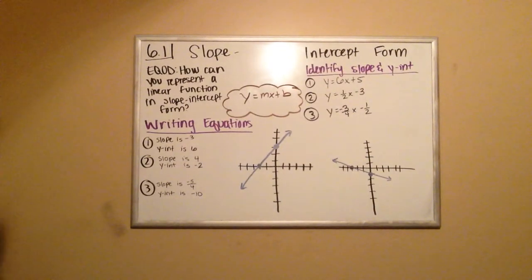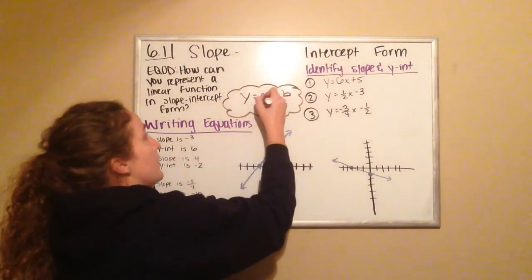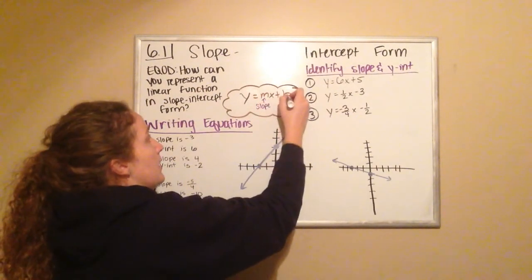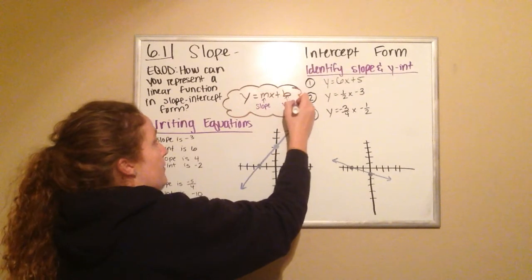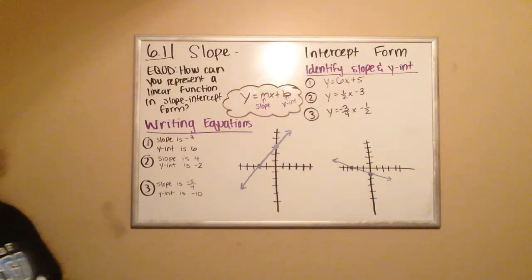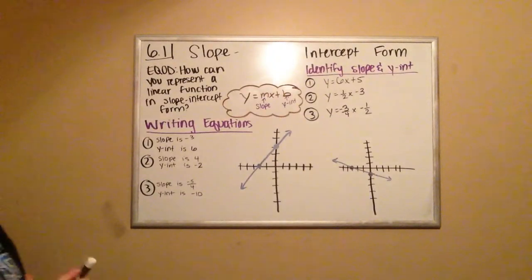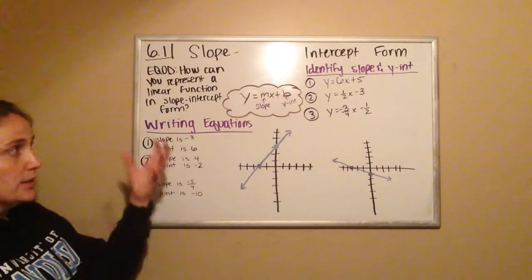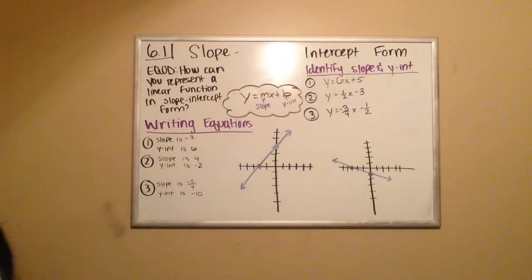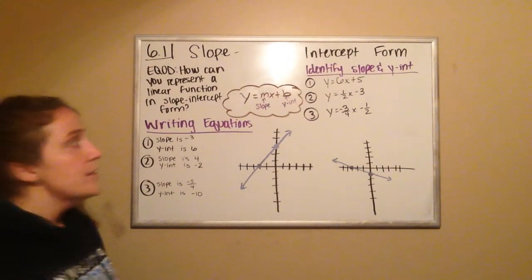And we just have to know that the m is our slope, our rise over run, and our b is our y-intercept. Okay? So if we look over to the right, it says identify slope and y-intercept. So we're given 3 equations, and we need to identify what's the slope, what's the y-intercept. This should be fairly simple. This should just be really us pulling out these numbers.